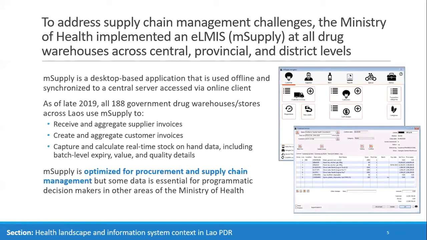So that's why in the country, we are implementing the M-Supply system, or electronic logistic management information system, so that we can get rid of that problem. M-Supply is a desktop-based application used offline and synchronized to a central server, accessed via an online client. We started implementing M-Supply in 2019, and more than 188 warehouses in the country have started applying the M-Supply system.